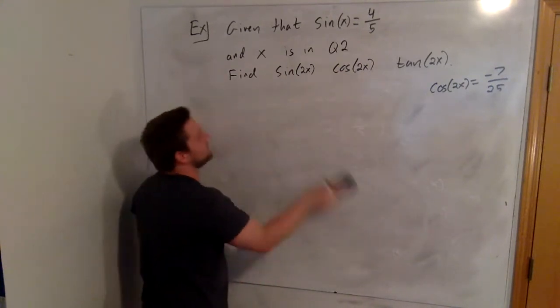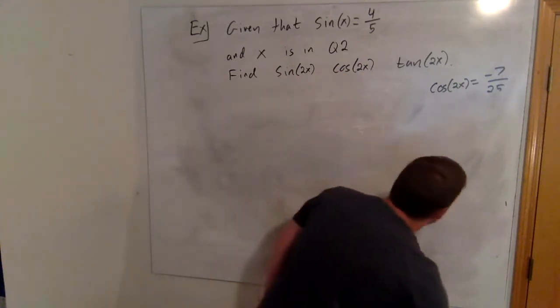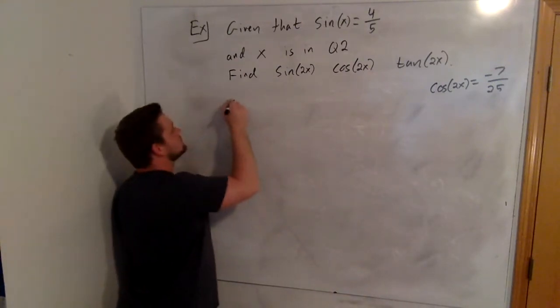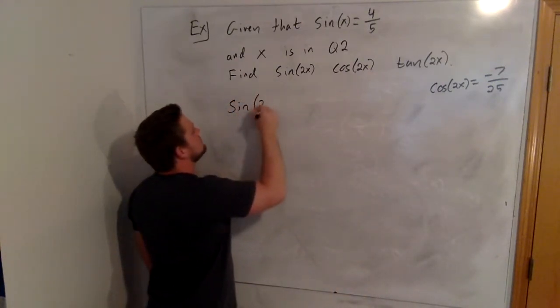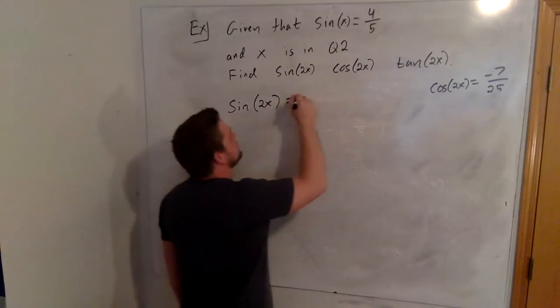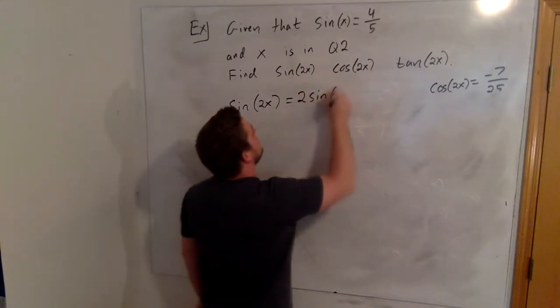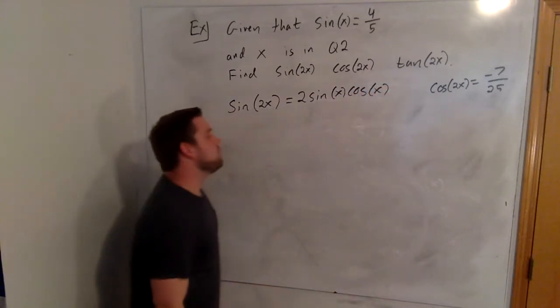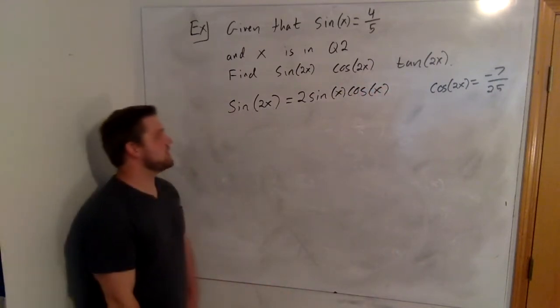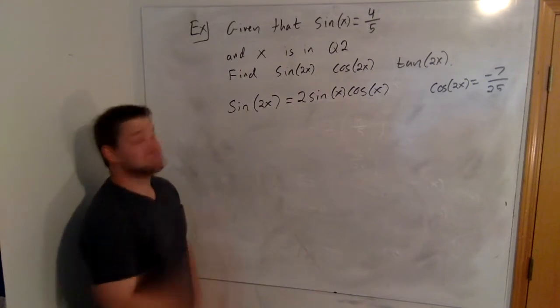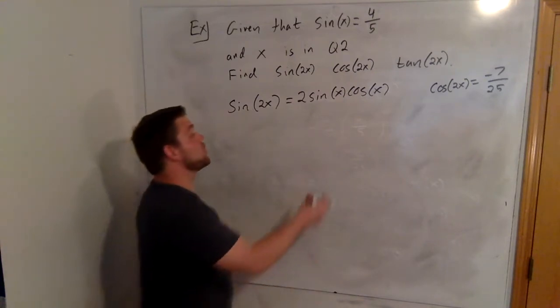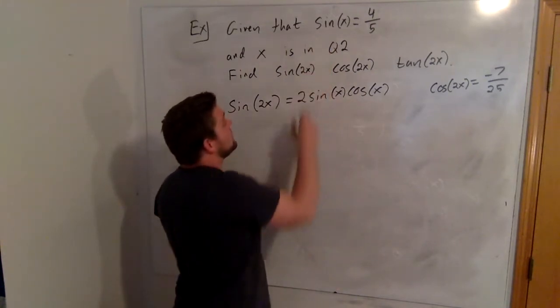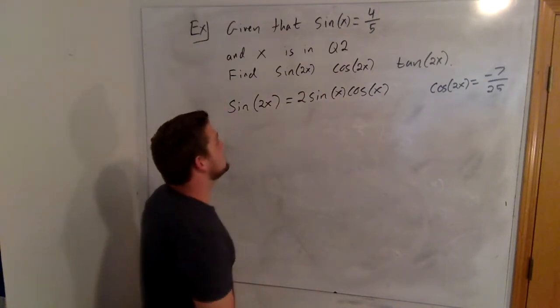Let's go ahead and find sine of 2x. Sine of 2x, okay, sine is friendly. It's 2 sine of x cosine of x. Okay, so there's no alternative formula, unfortunately, for sine of 2x. So we're stuck with having to figure out what cosine of x is. We know what sine of x is. We don't know what cosine of x is. What are we going to do?